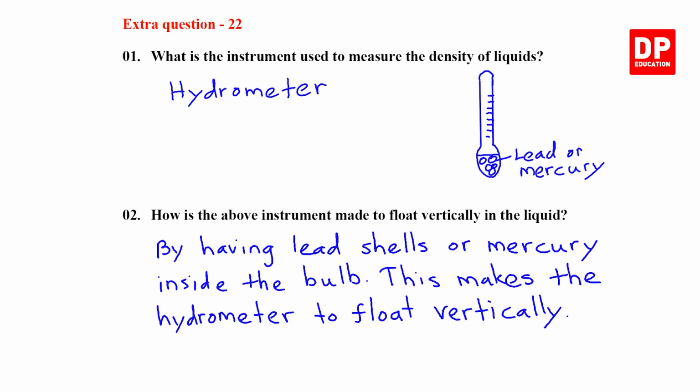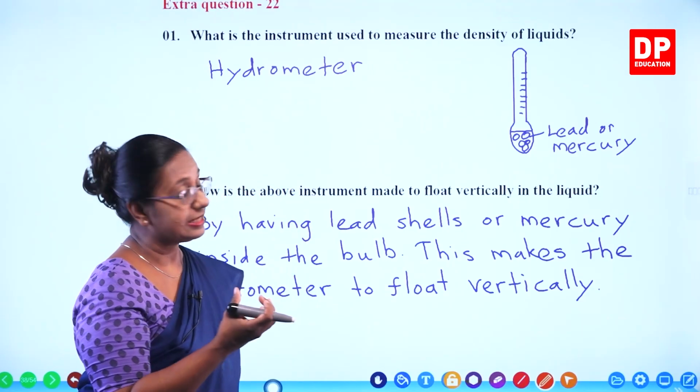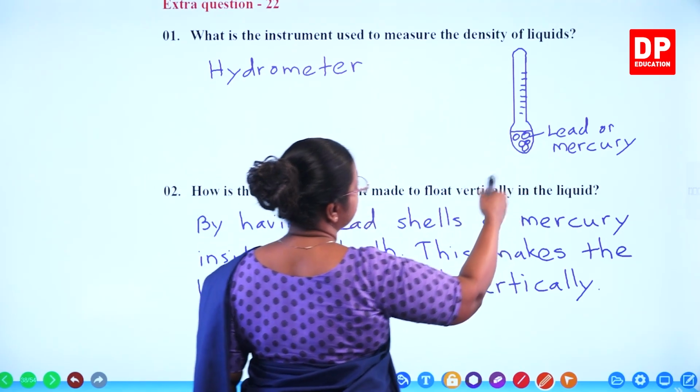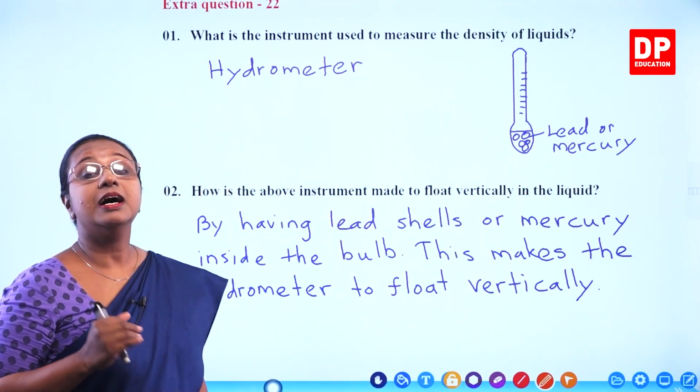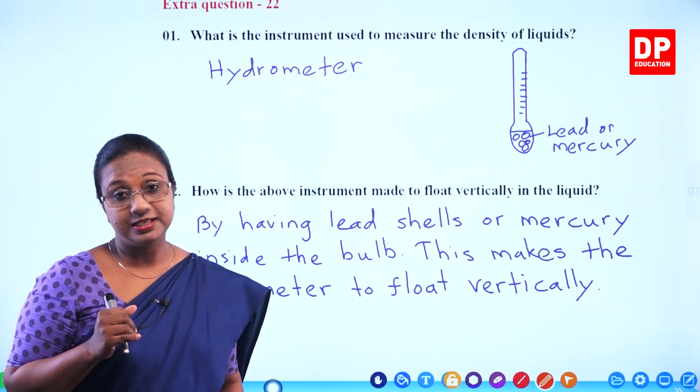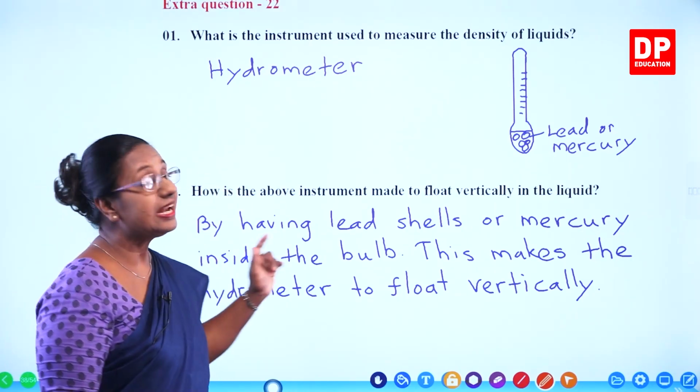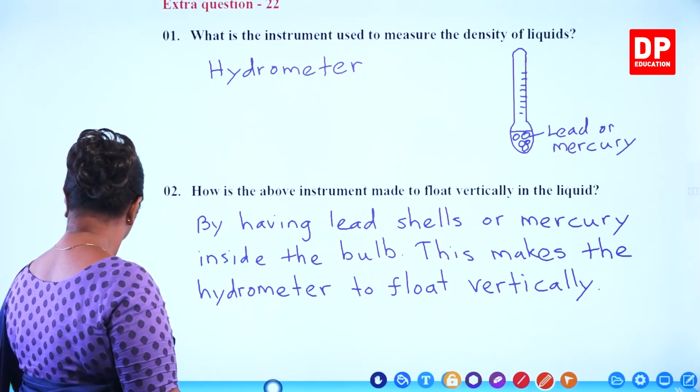Because when we say vertically floating, all the weight is contained within a small space. Now this is a very small space. So because of that, the hydrometer remains vertical. I am sure you all can understand that, students. So with that, I'll move on to the next question.